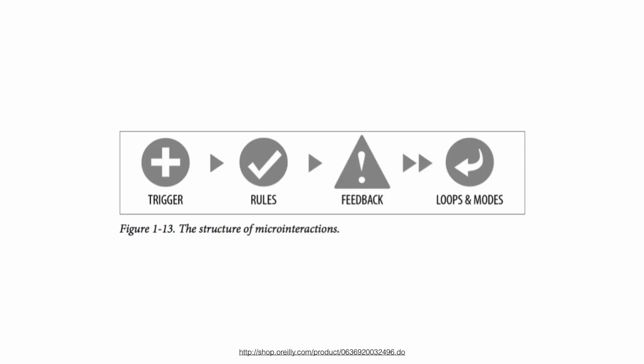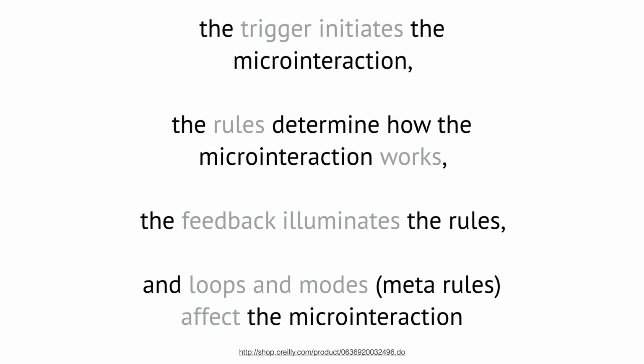The way that it's suggested that we look at micro interactions is in terms of triggers, rules, feedback, and loops and modes. Triggers are what initiate a micro interaction. A rule is what determines how that micro interaction works. Feedback is what visualizes or illuminates the rules, so basically what happens inside the system. And loops and modes can be considered meta rules that modulate the micro interaction and how your system works.